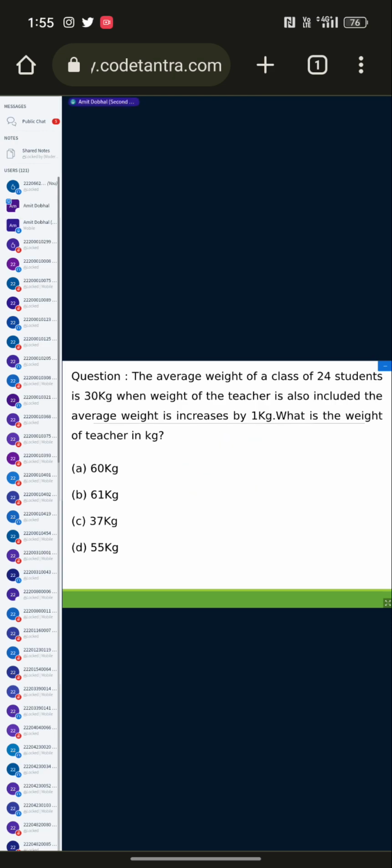All right. Okay, so look here. The average weight of a class of 24 students is 30 kg. Again, in this class, the total strength is 24.